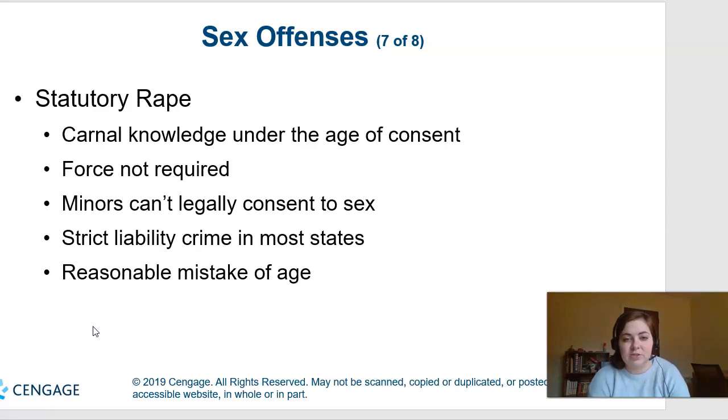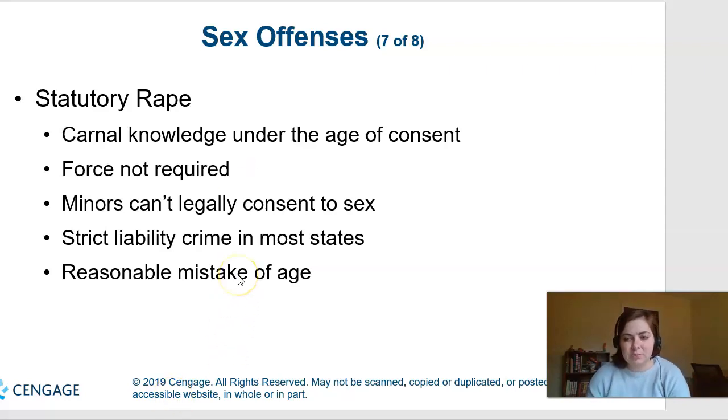Statutory rape is a strict liability crime in almost every state, which means we don't need a mens rea. It is usually defined as carnal knowledge with someone who's under the age of consent. There is no force requirement or threat of force requirement for statutory rape. If you are above the age of consent and you have sex with someone who's under the age of consent, then you are guilty of statutory rape.